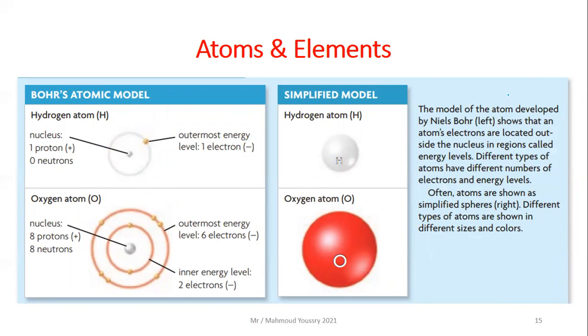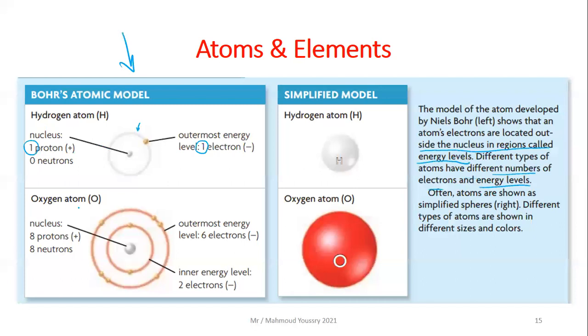This is the model of the atom developed by Niels Bohr. This part to the left shows that an atom's electrons are located outside the nucleus in regions called energy levels. Different types of atoms have different numbers of electrons and energy levels. As you can see, this is the hydrogen. The nucleus of the hydrogen contains only 1 positive proton. The outermost energy level is the first energy level, which contains 1 negative electron.